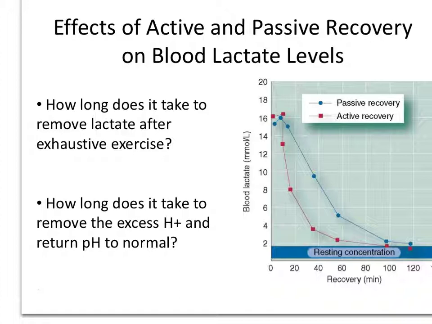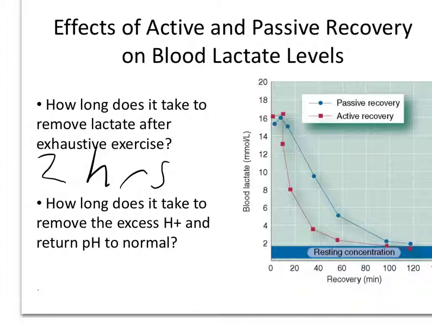Okay, so question here of how long does it take to remove lactate after exhaustive exercise? It can take up to 2 hours. And how long does it take to remove the excess hydrogen ions and return pH to normal?